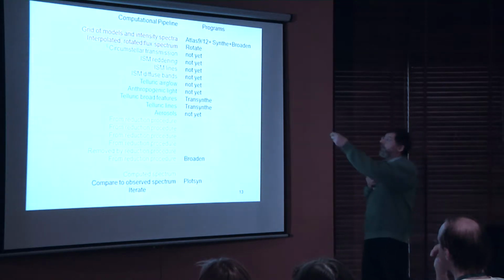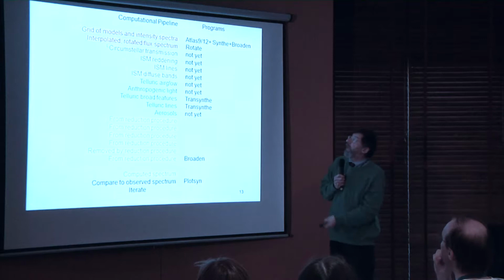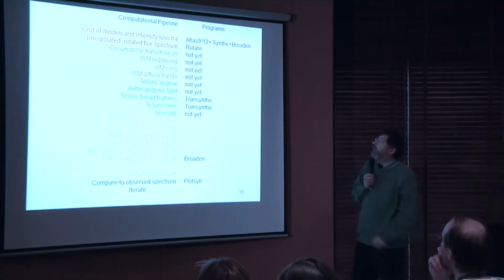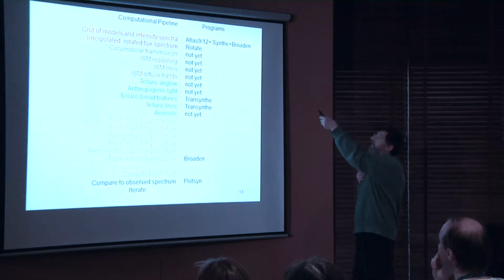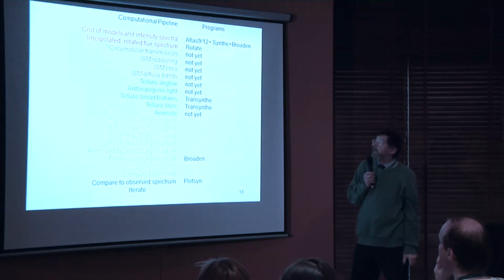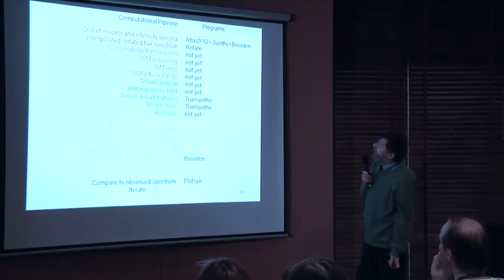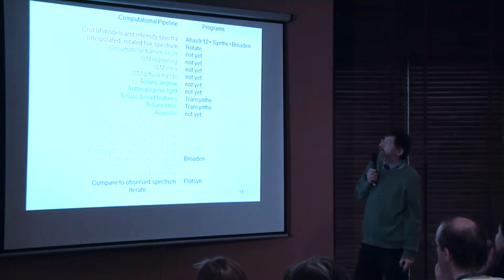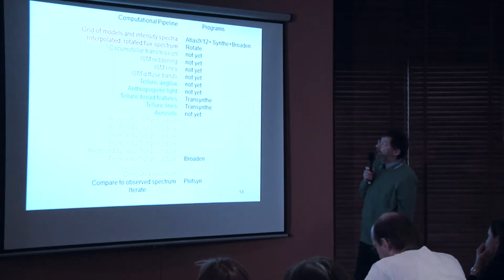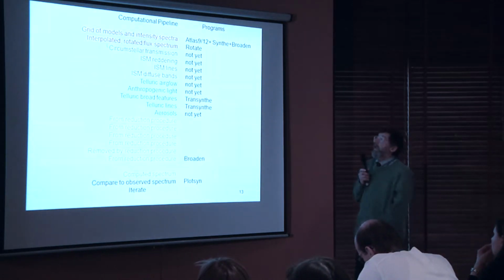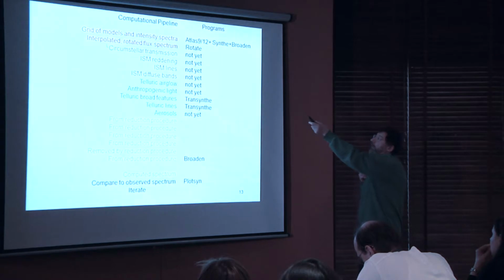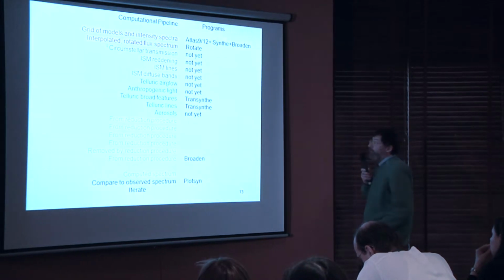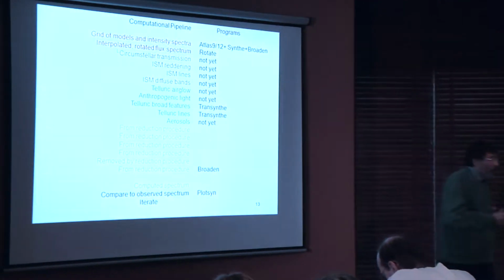So for each step in the pipeline, you need a program or a group of programs. And so I've written programs that compute the model atmospheres, ATLAS 9 or 12, do the spectra, do the macroturbulent broadening, and another program for doing the rotation. And then I haven't bothered with any of the interstellar stuff because it actually hasn't mattered.